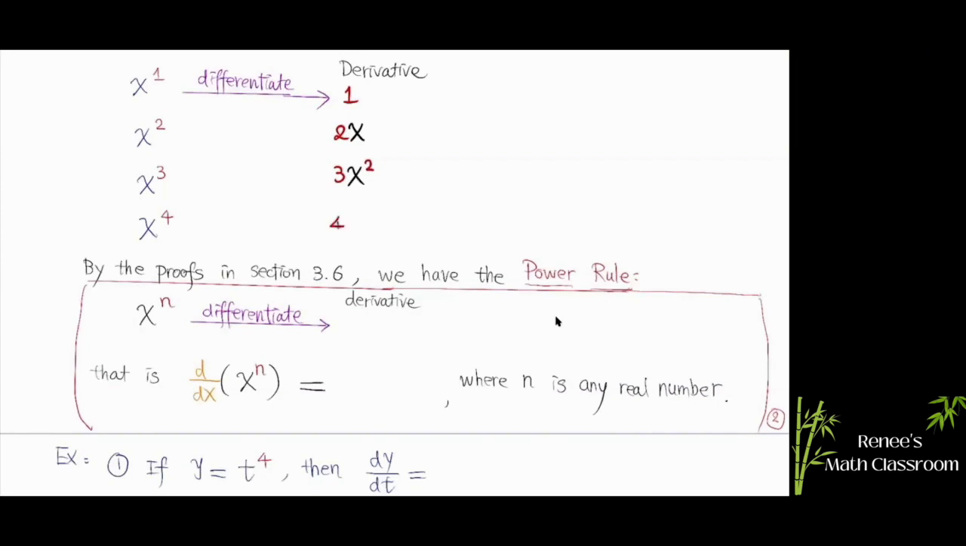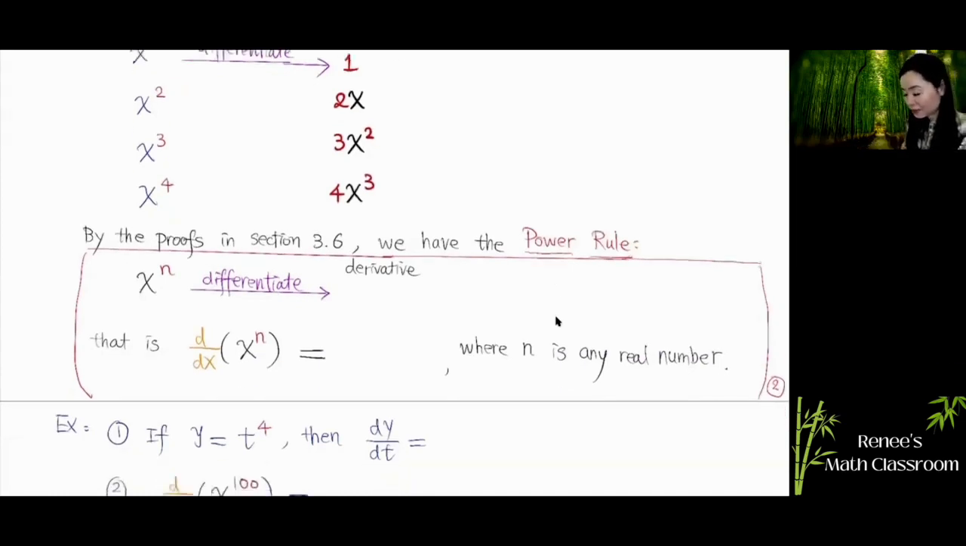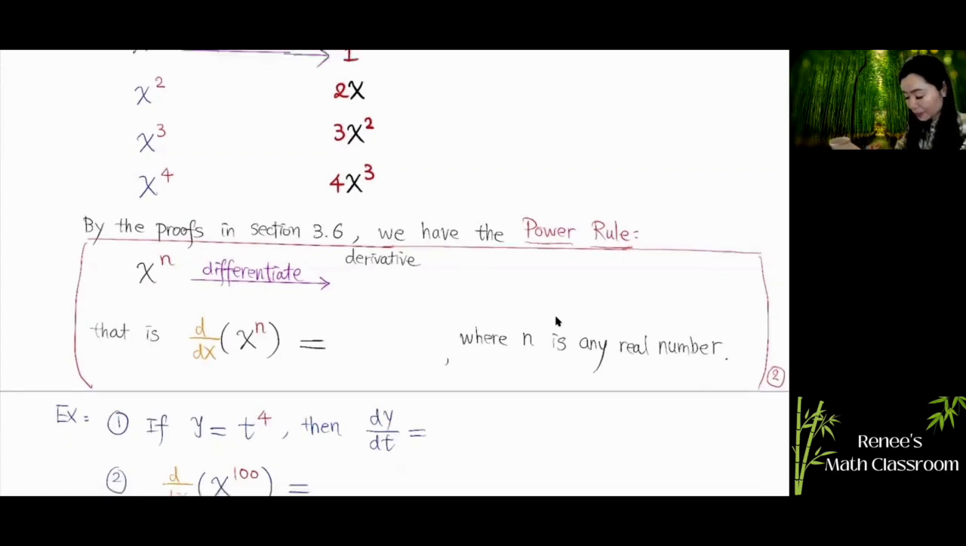4x cubed. 4x cubed, yeah. So it is actually proven. You can use the definition of derivative to prove it. So actually, in general, by the proof in section 3.6, which we are having later on in the future, we have the power rule. So it is actually proven.